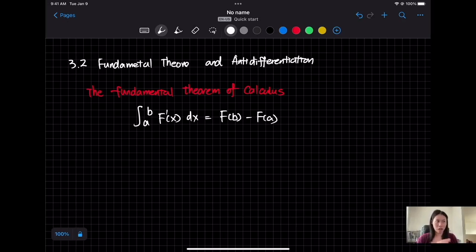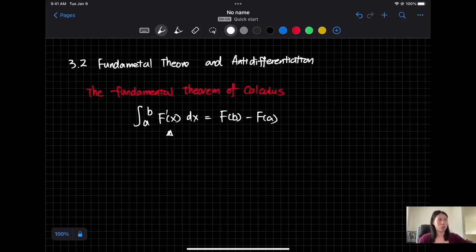So take a look closely. For this integral, the first part is the definite integral, where inside the function is the first derivative of the original function, which is the area from a to b bounded by the derivative of f of x and the x-axis. And this equals the original function at b minus the original function at a.